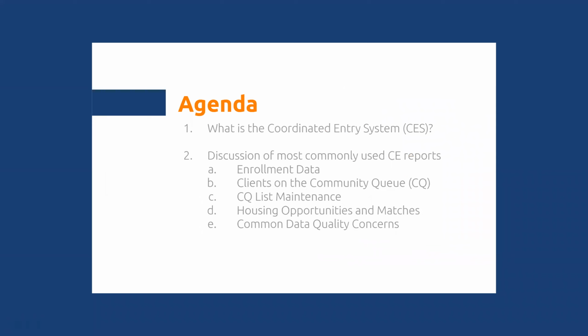We will cover what is coordinated entry system and discuss most commonly used CES reports related to enrollment data, clients on the community queue, list maintenance, housing opportunities and matches, and common data quality concerns. We do have a lot of materials to cover today, so we ask that you enter your questions into the chat. And if we have time at the end, we will address those questions. If we don't have enough time, we will answer your questions in a recap.